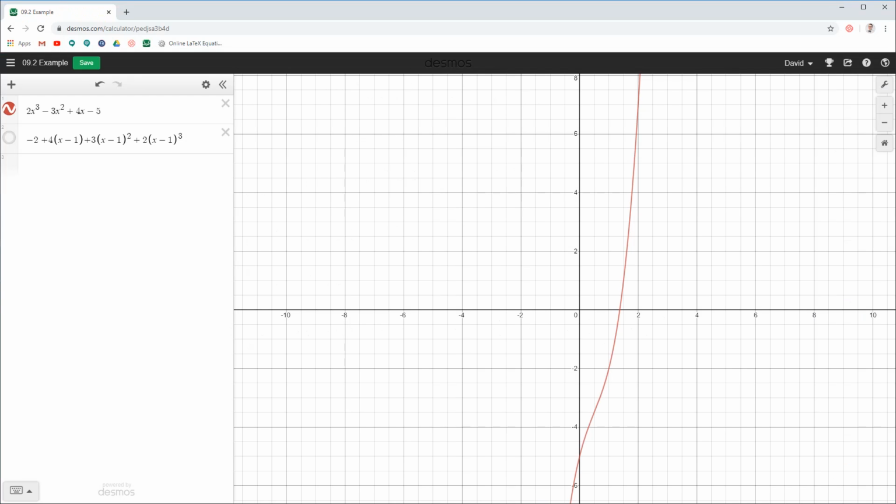To verify our results of our Taylor polynomial, we have plotted our original function f of x as the red line. Now, we should be able to see our functions plotted out right on top of each other, even though we now have the function centered around x equals 1.